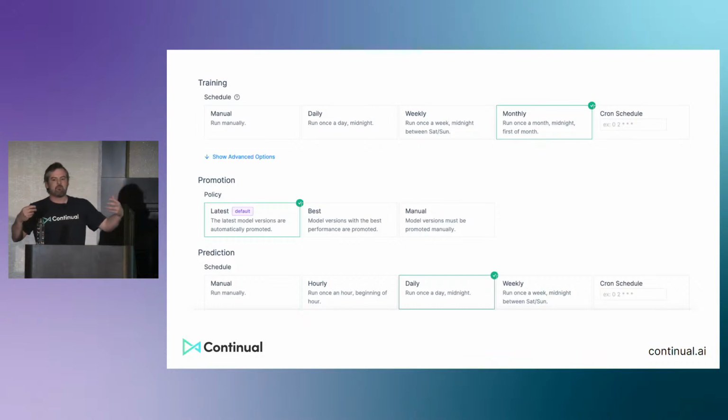Once you set up your model, there are some policies that you can define right in the product, if you're not going to trigger them with your external orchestrator. You're saying something like, okay, I want to retrain this model monthly. I want to promote the model, right? So what do you want to do?